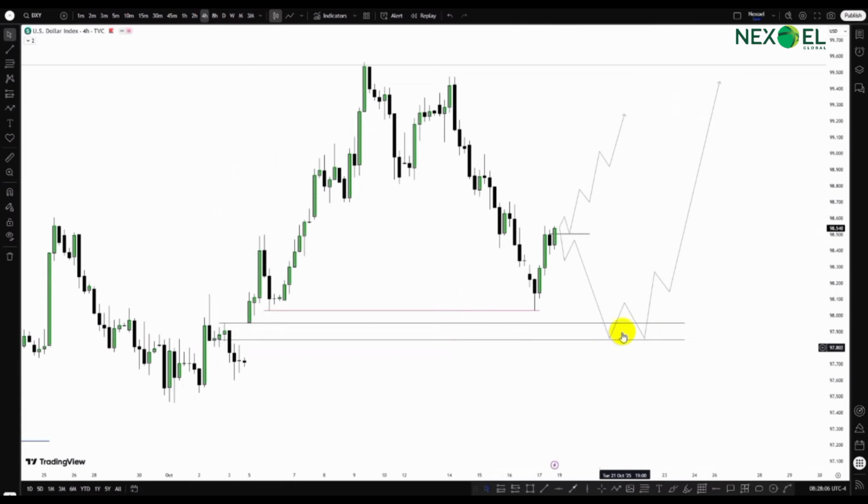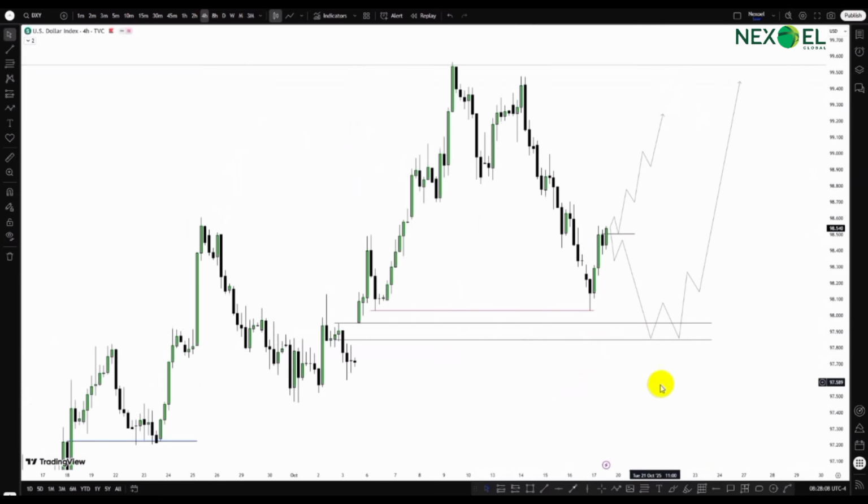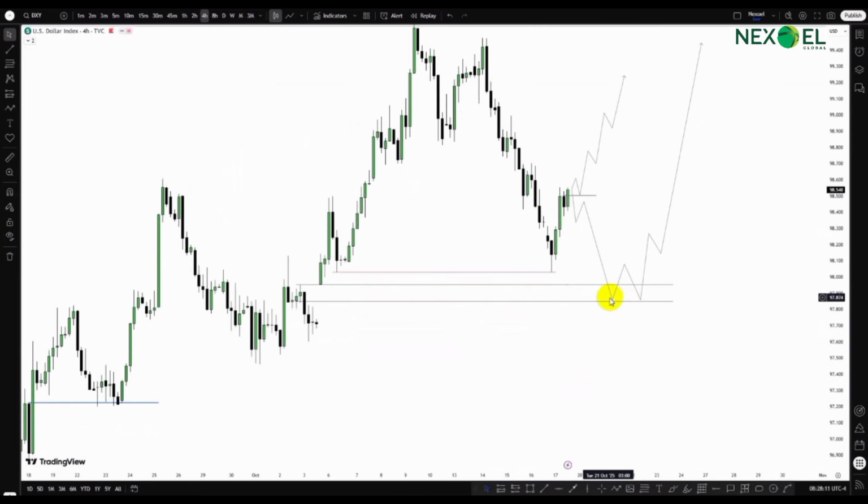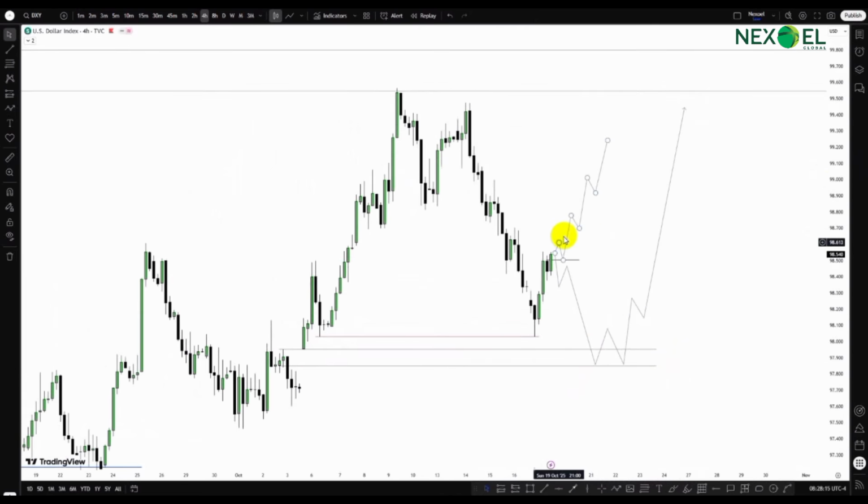Except price decides to violate the zone strongly before we can now have a reason to really want to continue bearish to the downside. So this is just what I have to show us in the dollar index. So let's check out the Euro USD pair, guys.